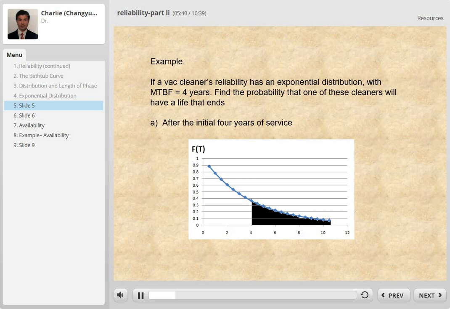Now let's look at an example. Let's say we go to the market and buy a vacuum cleaner. On the description, the manual says the reliability of this cleaner is exponentially distributed. The mean time before failure is 4 years. We want to know the chance that this product will die after 4 years. The size of the highlighted area under this blue curve, above the x-axis, is the chance that this product will die after 4 years.